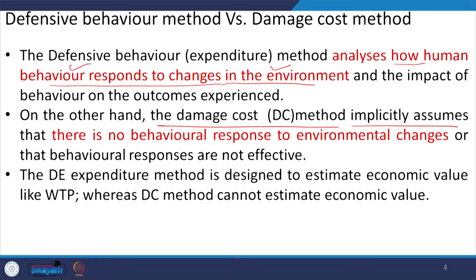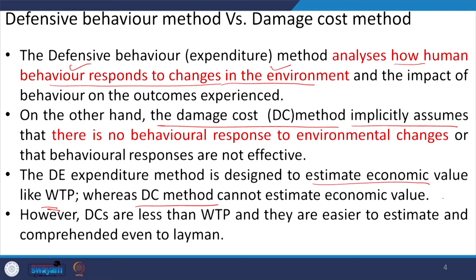And the second, more important difference that we can make between these two methods is that in the case of defensive expenditure, the method is typically designed to estimate the economic value, that is, we are more interested in finding out the willingness to pay. Whereas in the damage cost method, we cannot estimate the economic value of this particular environmental bad.